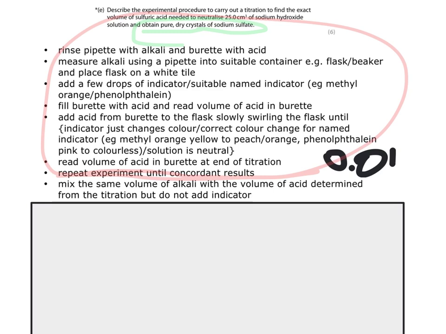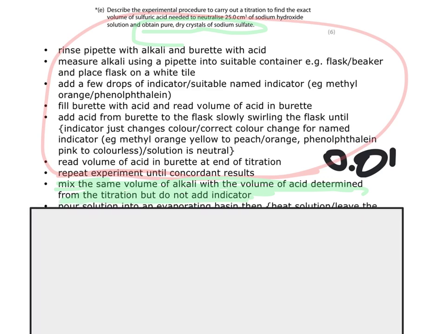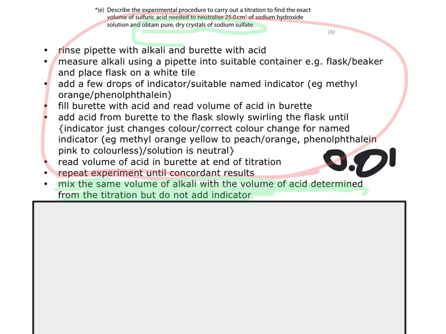Now to do that, we mix the same volume of alkali and acid determined from the titration, but we don't add the indicator. The reason we don't add the indicator is because we want it to be pure sodium sulfate, and the indicator would make it impure. Okay, so we've now added the acid and the alkali in the exact concentration, so they've exactly neutralized each other, so therefore there will be no acid left, no alkali left, just the products, which is our salt, sodium sulfate, and water. If you remember the previous equation we worked out, those are the 2 products.